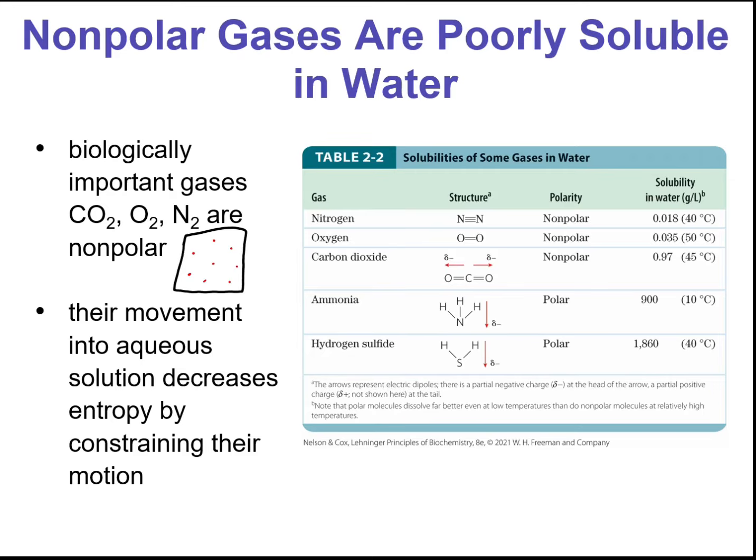You constrict that movement into an aqueous solution, you're decreasing the entropy. So you're ordering the gas more than it wants to be ordered. And that is not favorable. So nonpolar gases, not very soluble in water at all. And you can see that in this chart here where the solubility in water in grams per liter is very, very small in comparison to something like ammonia, which is a polar molecule. You can dissolve a lot of that.